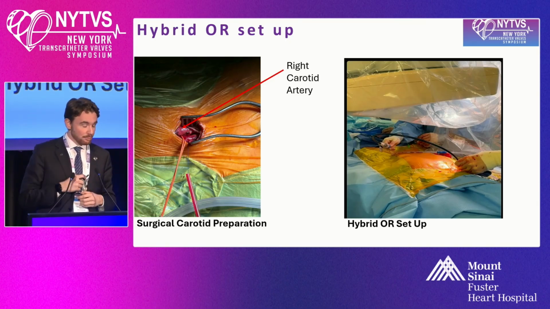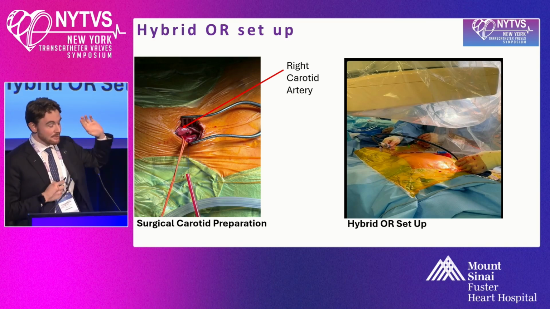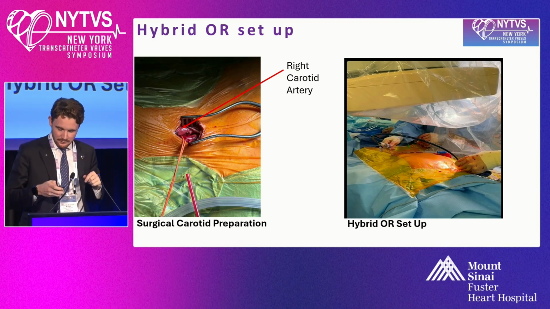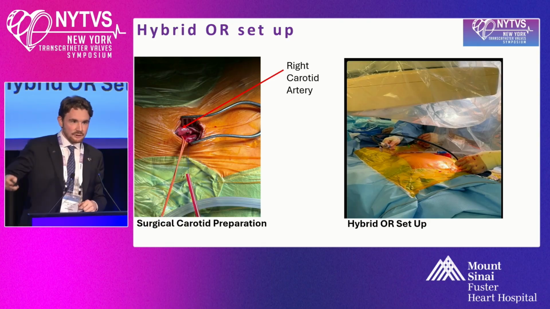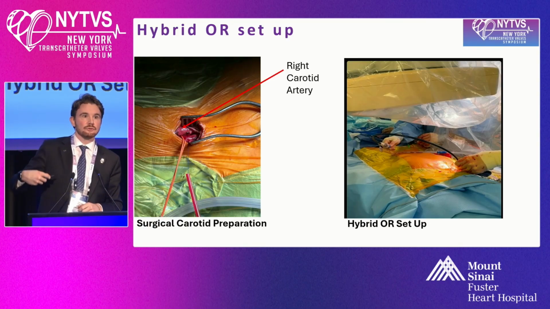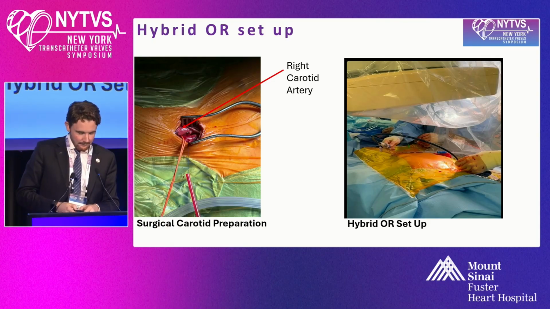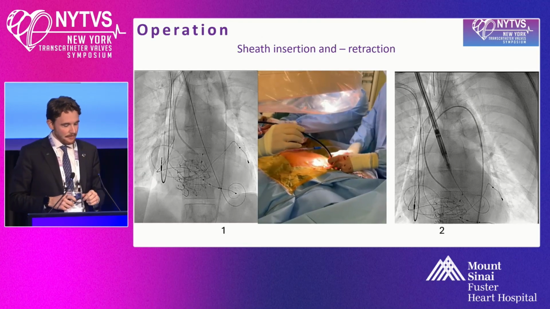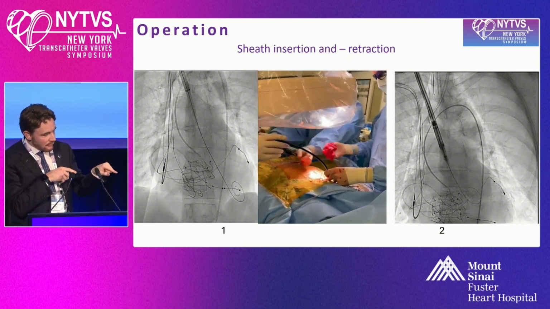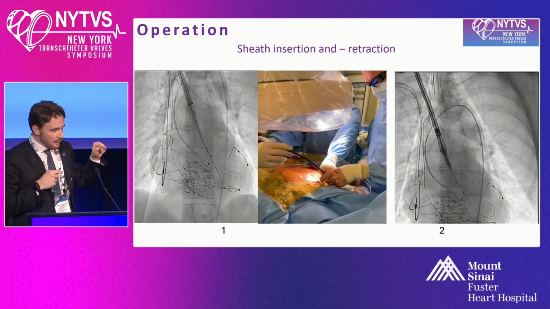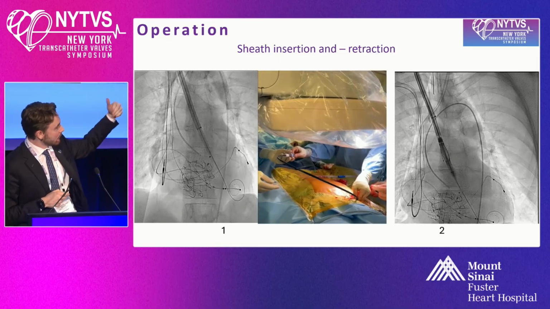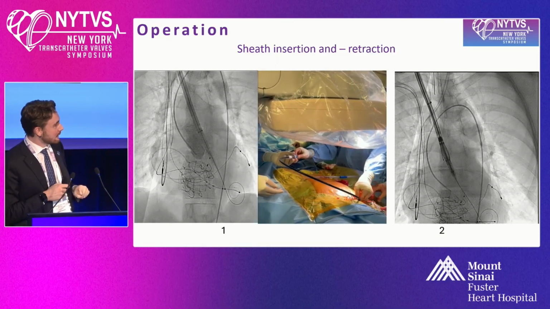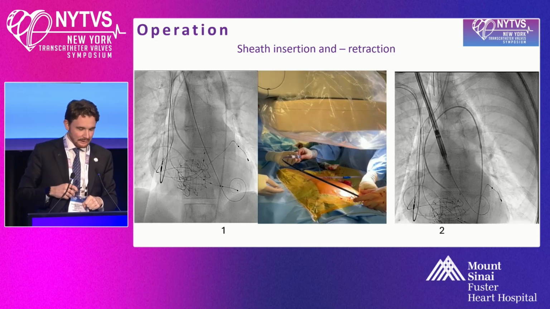I also wanted to point out, on the right-hand side, the hybrid setup. Here you can see the head of the patient and here the foot, and to accommodate the curve of the valve you need to go from above. I will show you also a video about this. This is the sheath insertion and retraction, and it's very important to see from the fluoro, but also from outside, how surgically we are handling it with the tourniquet, just not to make everything bloody.